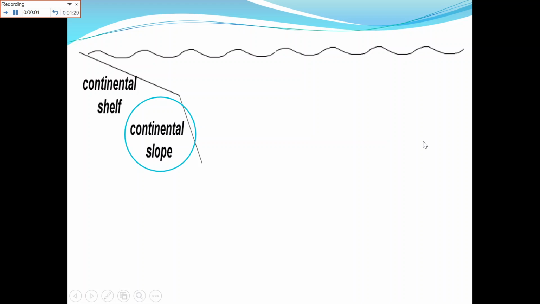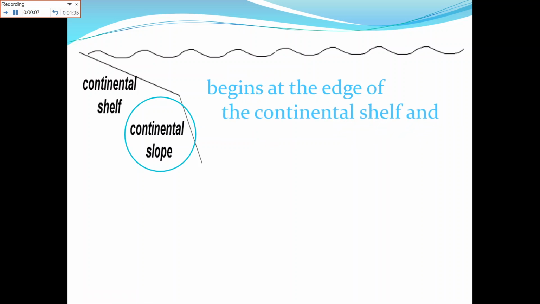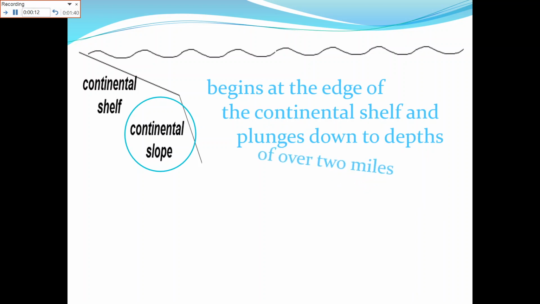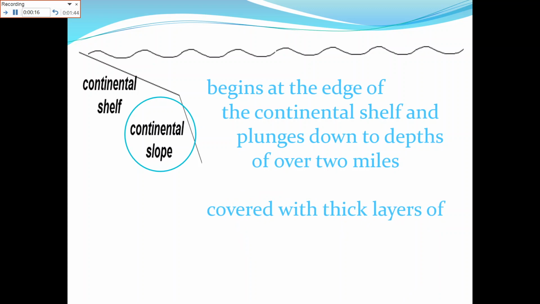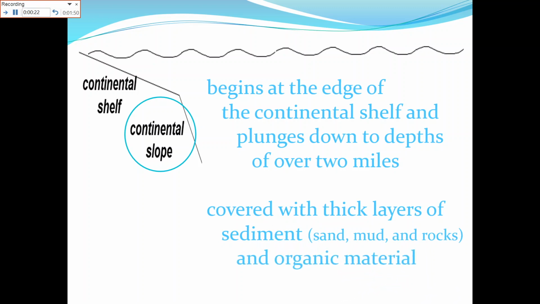Then you have the continental slope. Now, the continental slope begins at the edge of the continental shelf, and it plunges down to depths of over 2 miles deep, and it's covered with thick layers of sediment. Sediment, again, is that sand, mud, rock, and organic material. And organic material, reminder, is plant and animal remains.